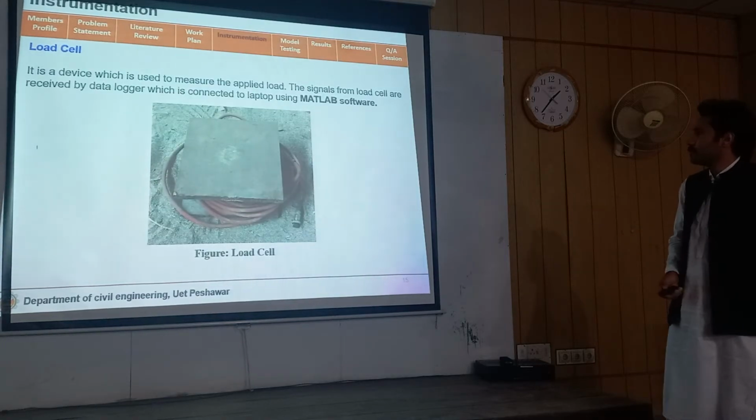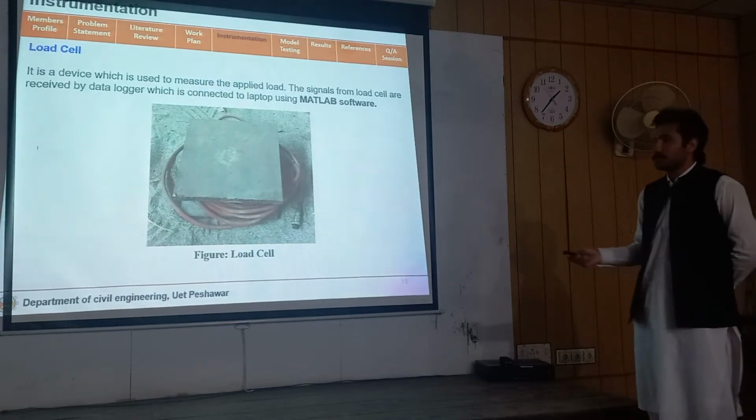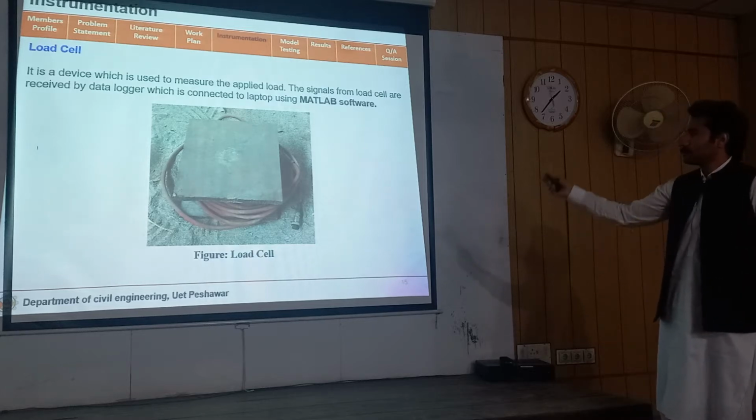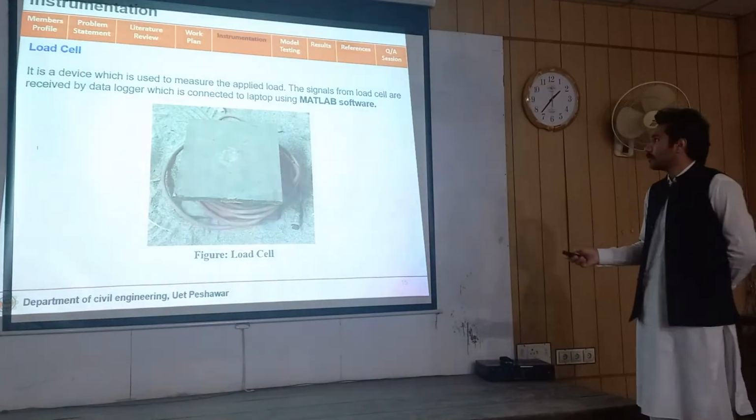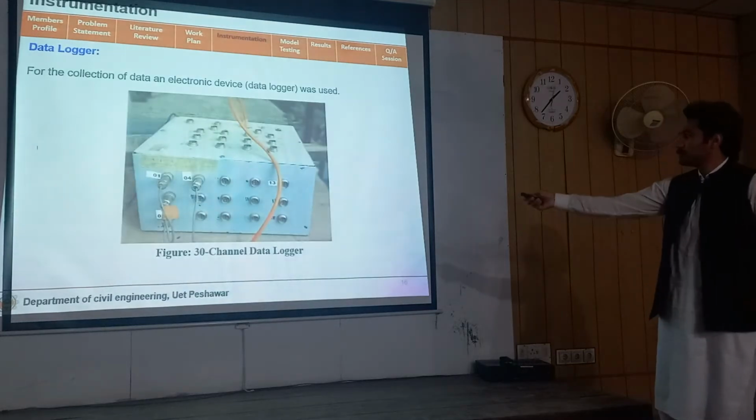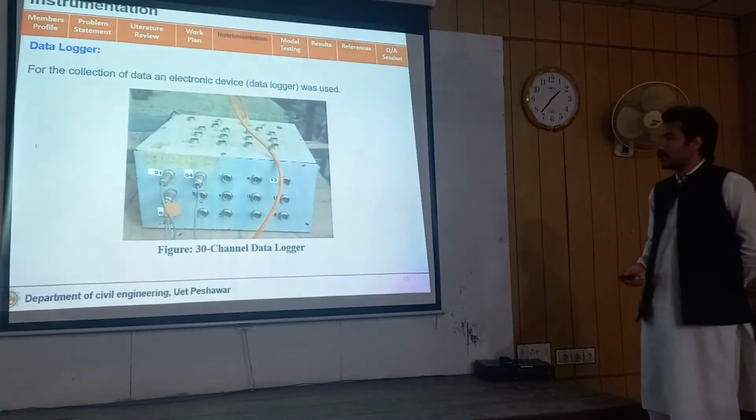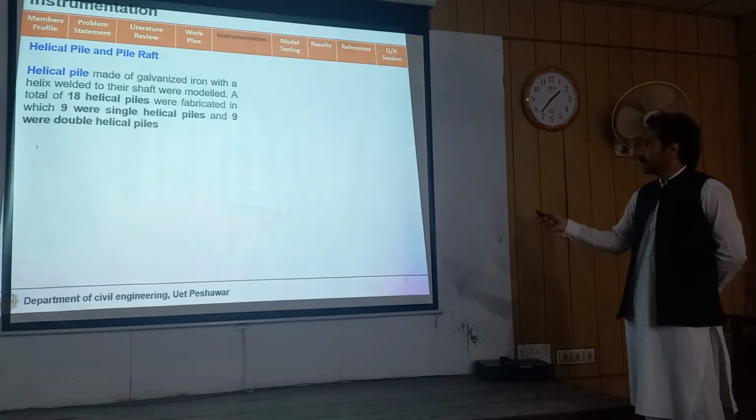And this is the image of the load cell. As you can see in the image, this is the load cell, and it is a device used to measure the applied load. The signals from the load cell were received by the data logger. Data logger, this is the image of the data logger. It is basically to collect the data from the LVDTs and the load cell.